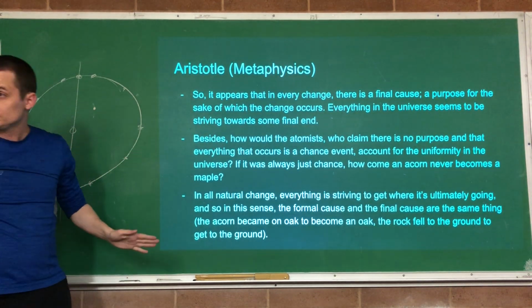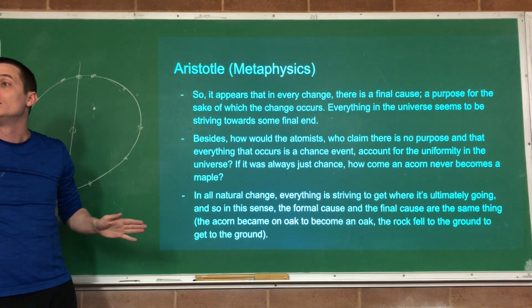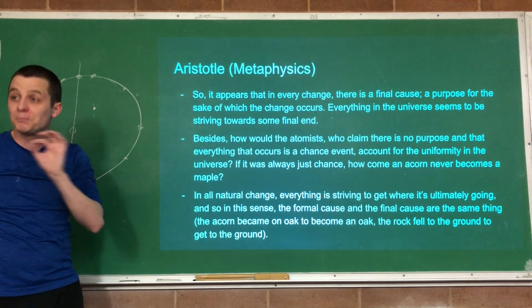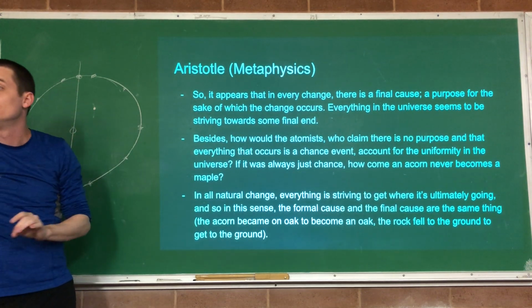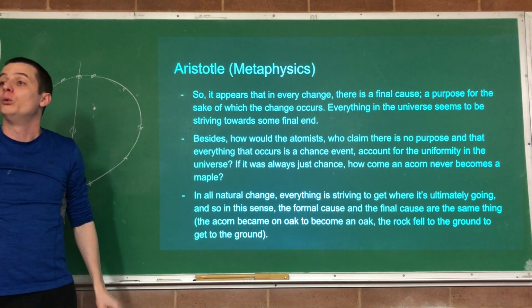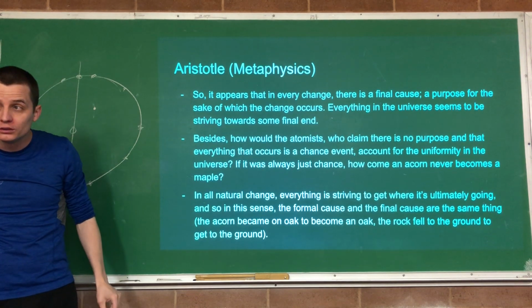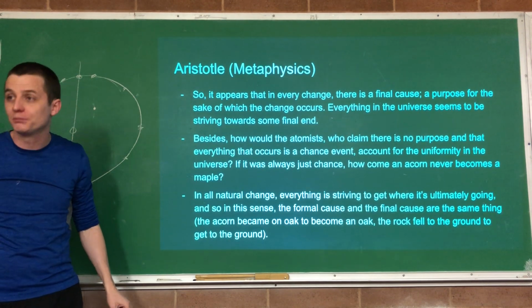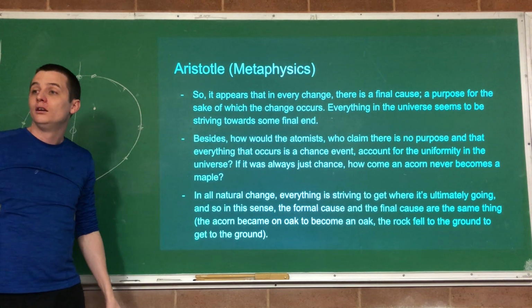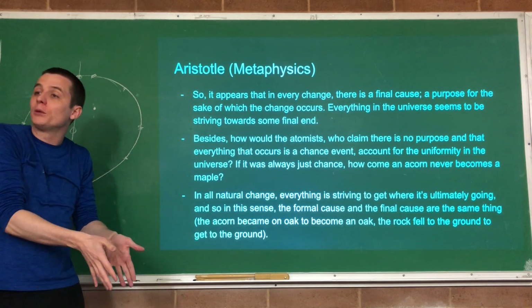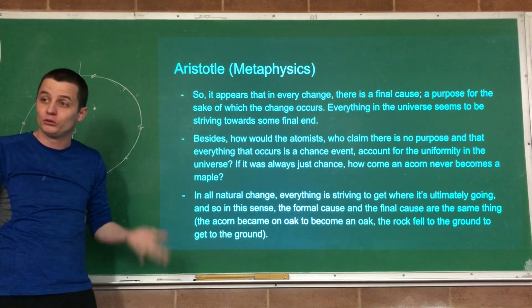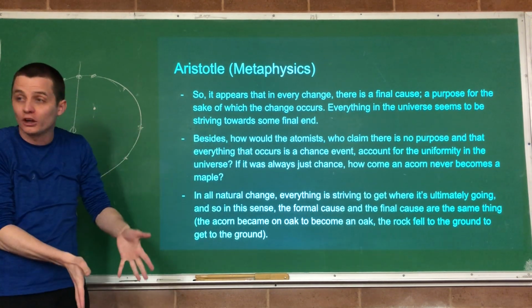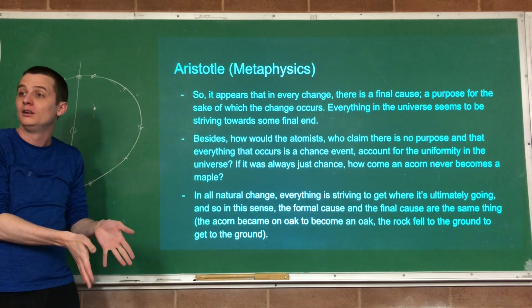So why does he split it into four causes if they're basically the same thing? They happen to be the same thing when humans aren't involved. When a sculptor produces a statue, the formal cause and the final cause are not the same thing. If Peter goes and chisels a piece of marble into a statue, the formal cause is whatever the statue is. Maybe you carve a statue of Plato. When it's all said and done, what do you have? A statue of Plato. That's the formal cause.